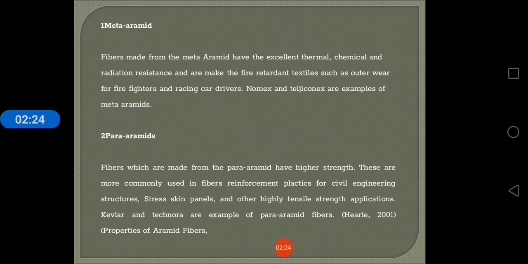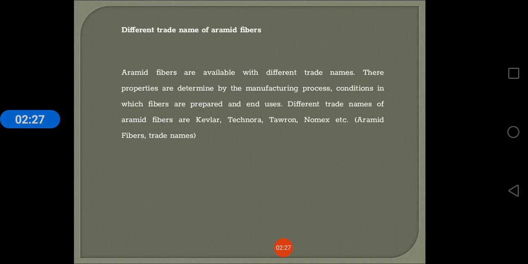Properties of aramid fibers. Different trade names of aramid fibers. Aramid fibers are available with different trade names. Their properties are determined by the manufacturing process, the conditions in which fibers are prepared, and end uses. Different trade names of aramid fibers are Kevlar, Technora, Twaron, Nomex, etc.